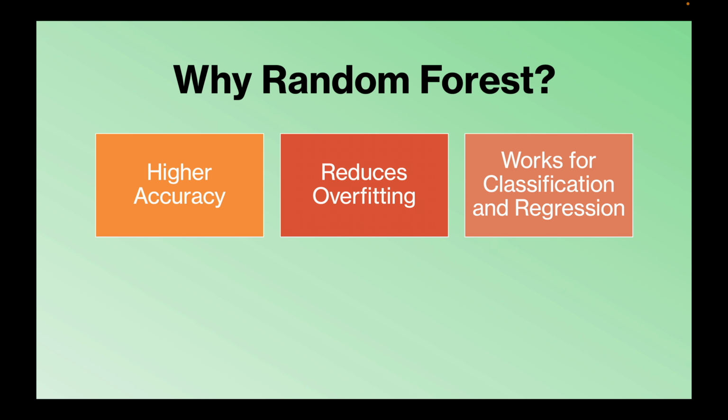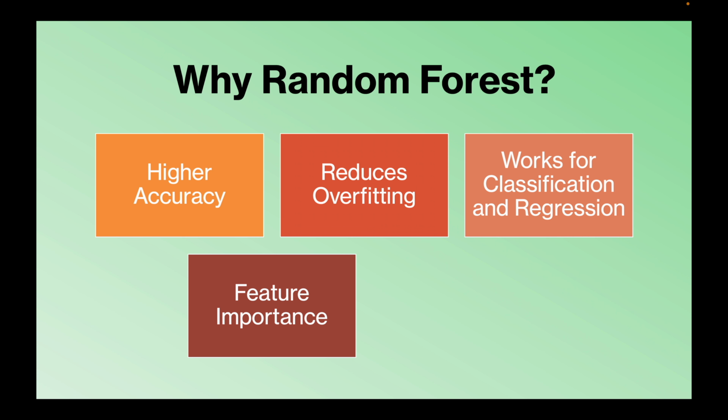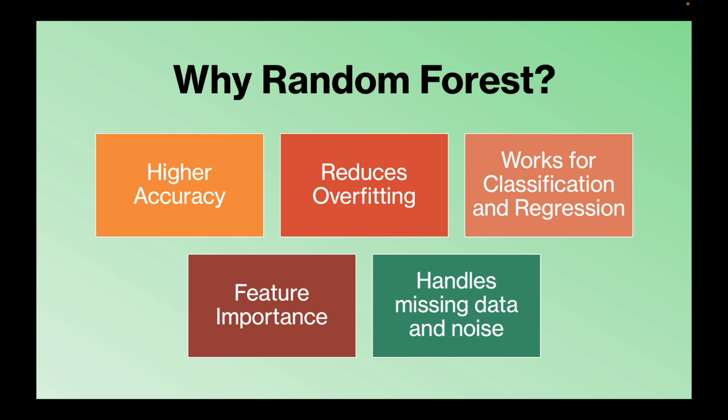Random forest works for both classification problems like predicting yes or no decisions, or regression problems like predicting continuous numbers. Next is feature importance. Random forest tells which variables are more important in our dataset. And the last is it handles missing data and noise. In some cases, trees might have incomplete data, however the forest as a whole still makes a good prediction.